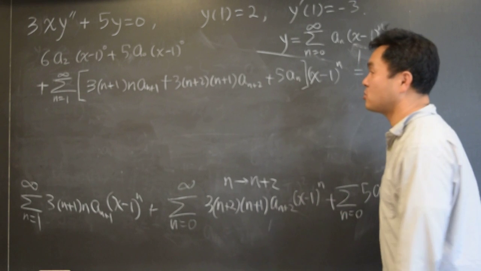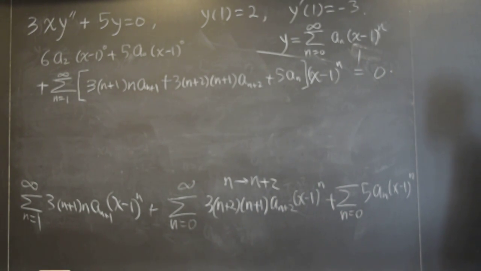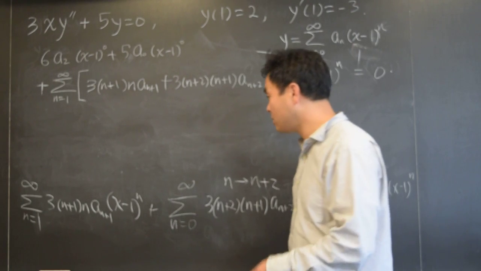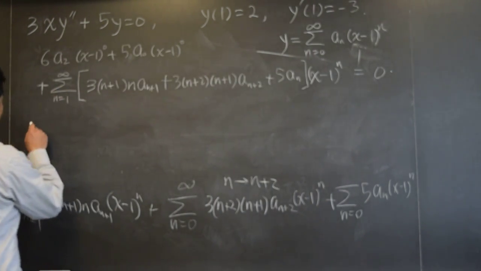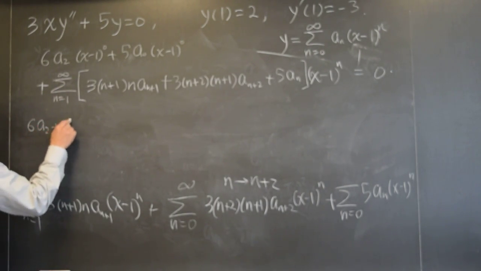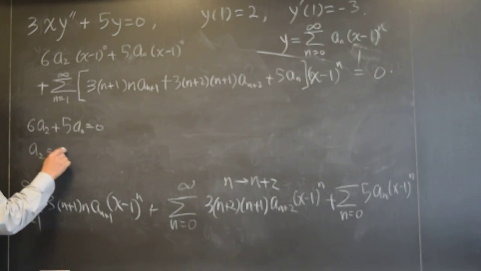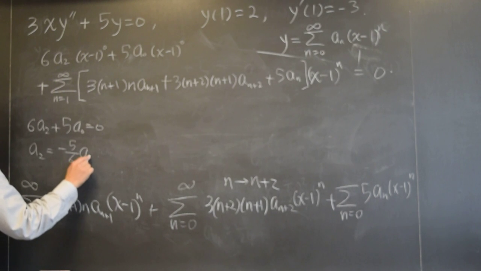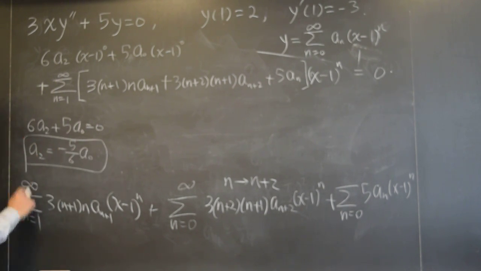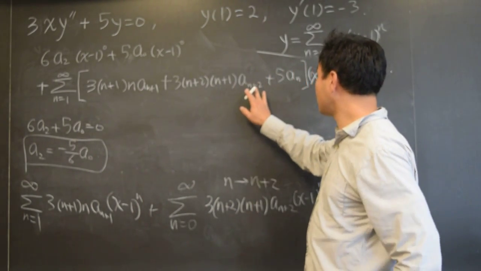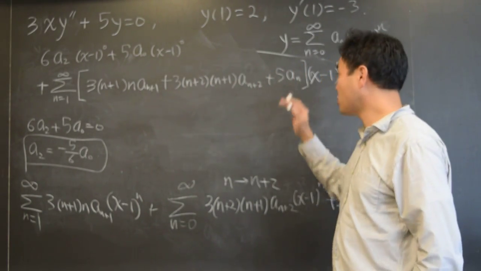They all have x equal to 0. The one above is n equals 0; this one is when n is equal to 0, and this one is 1 and afterwards. So that tells us that 6a2 plus 5a0 is 0, which gives you that a2 is negative 5 over 6 a0. But after that, you end up having this two-term recurrence relation.